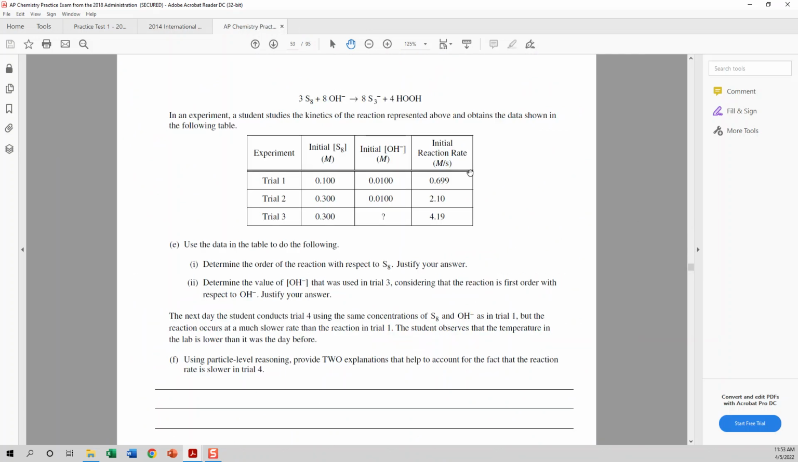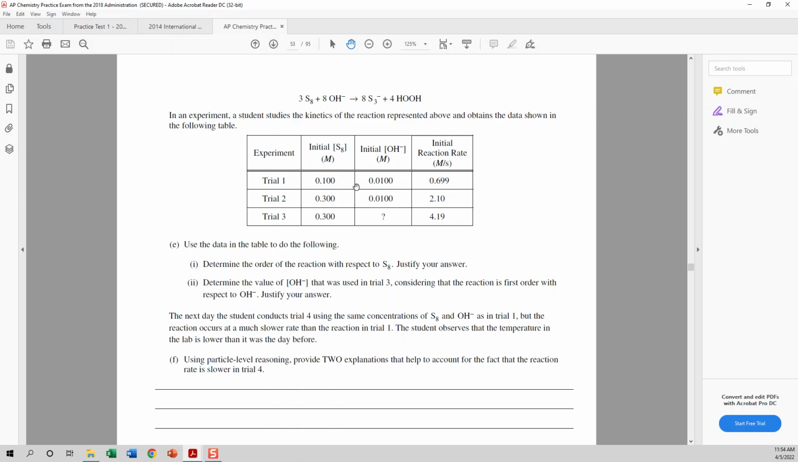Let's go to here. All right, so here we have the same kind of data. We have different trials for a reaction of S8 and hydroxide.